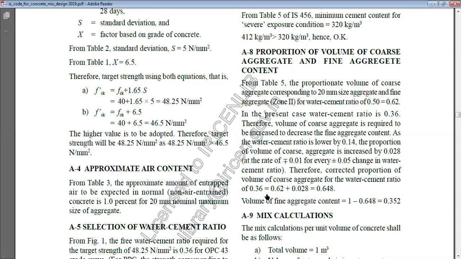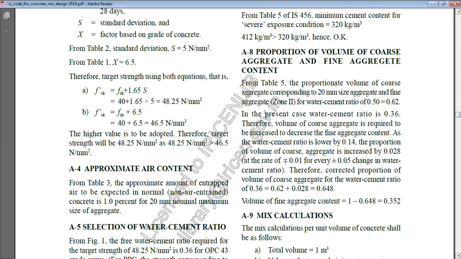Why do we increase? Because we decreased the water cement ratio. If you decrease the water cement ratio, you need to increase the volume of the coarse aggregate. If the water cement ratio increases, you need to decrease the volume of the aggregate. Hence the total volume becomes 0.648. This is the volume of the aggregate.